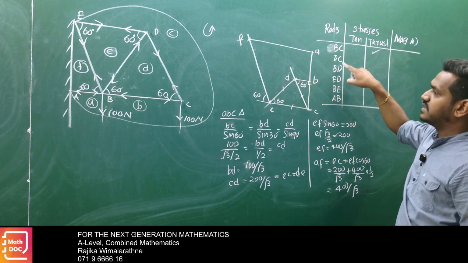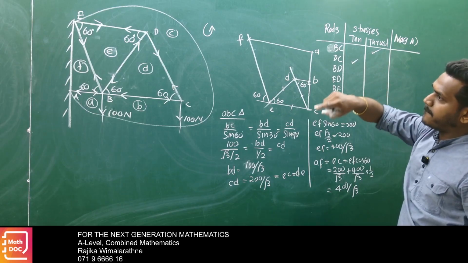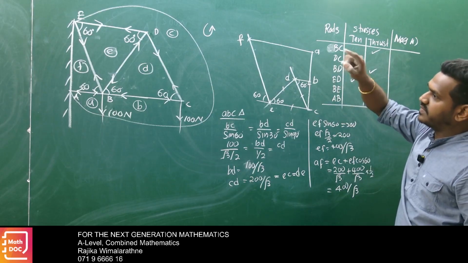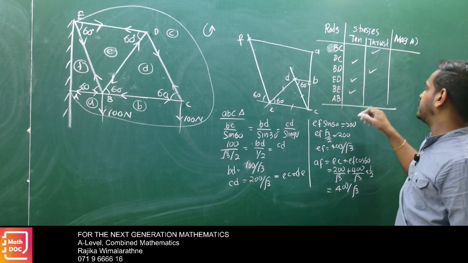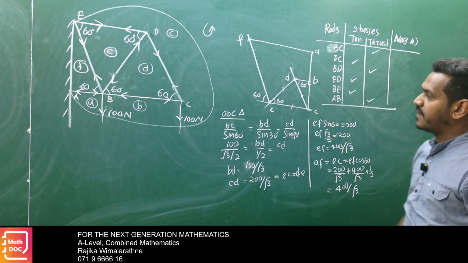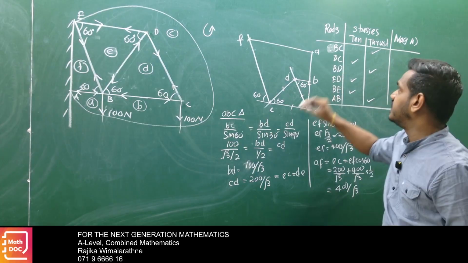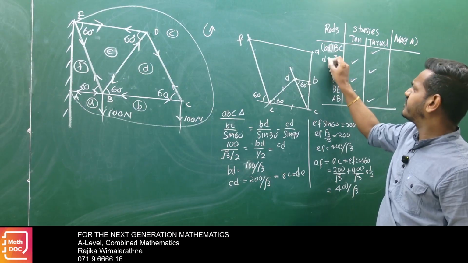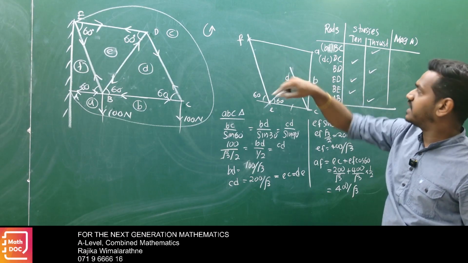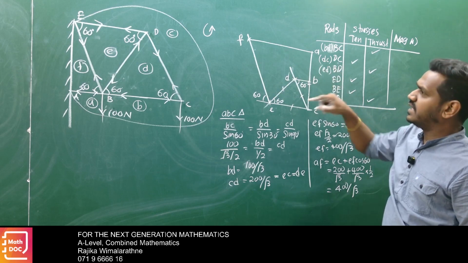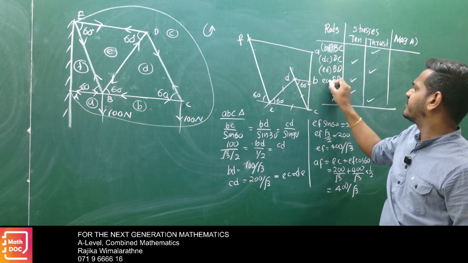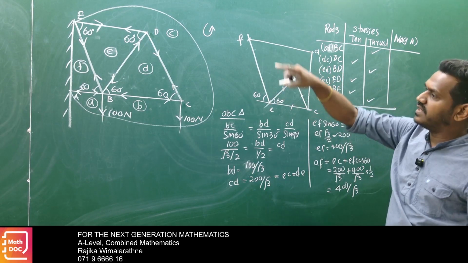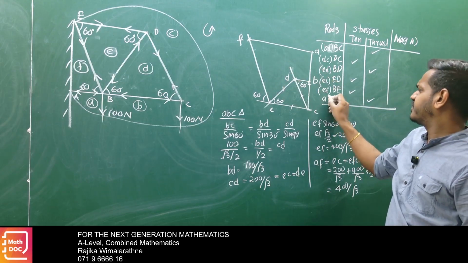BC thrust, DC tension, BD thrust, ED tension, BE tension, AB thrust. BC represented by BD, DC represented by DC, BD represented by ED, ED represented by EC, BE represented by EF, AB represented by AF. Then complete.